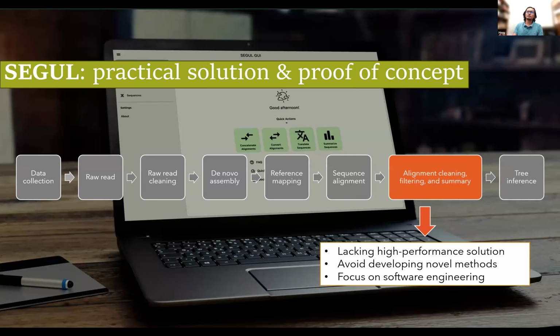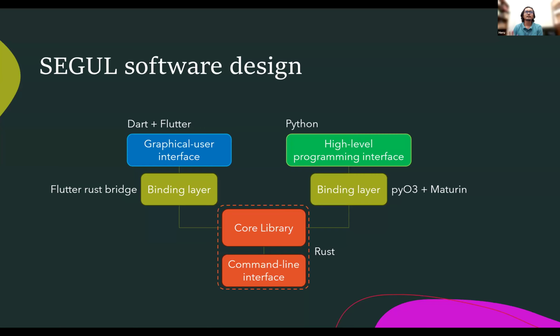And with SIGUL, we target this part of the phylogenomic workflow, especially if you're doing target capture sequencing. We chose this because, first, it's a high performance solution. And we also want to avoid developing novel methods, so we can focus on engineering the software. We want software that runs on many platforms, on the computers that most people have access to. So it's a practical solution, but we also hope it to be a proof of concept that this kind of software can be done.